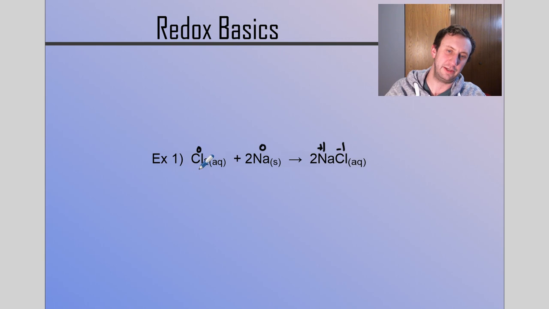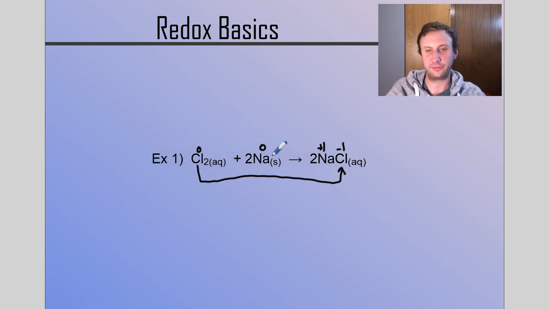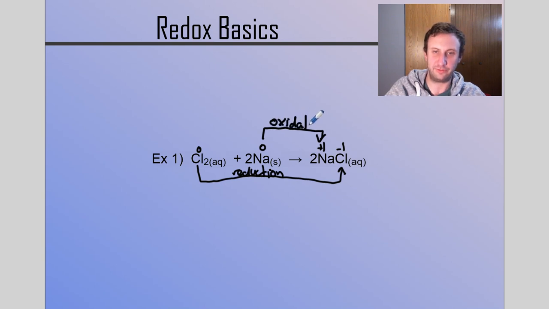So chlorine, and I'm going to try really hard to draw a decent arrow. Oh, it's bad, but oh well. Chlorine goes from 0 to negative 1, so it's becoming more negative than it was. So this is going through reduction. In other words, it gained negative electrons, right? Well, sodium went from 0 to positive 1, so this became more positive. It's oxidation. And this happened because it lost electrons, right? It lost negative things, so it became more positive.